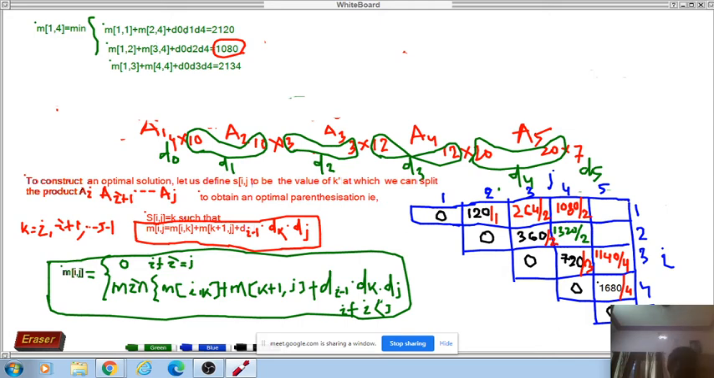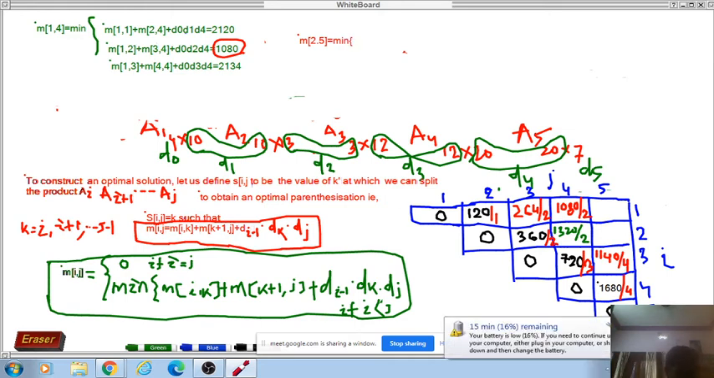Okay. Next, what I have to find out, which remains? m of 2 5, because I am just finding the diagonal values only. That will be equal to the minimum of, how can I say? You can proceed now, or not? Yes, sir. So if you proceed, then automatically you will find the values.